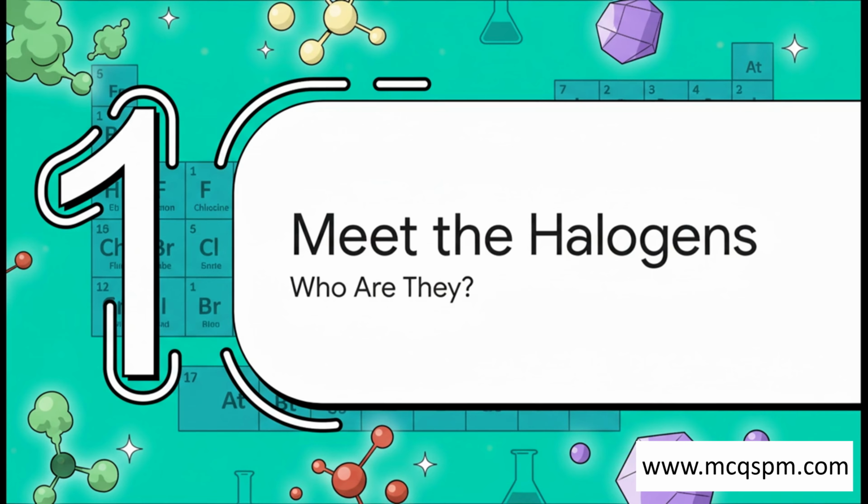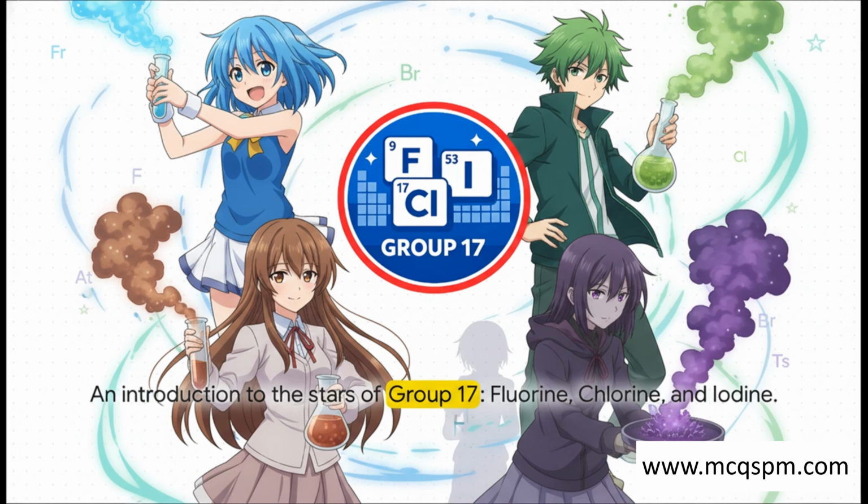First things first, who exactly are these halogens, and why do they get their own special group in the periodic table? Let's find out. So, meet the main players of Group 17. We're mostly going to focus on fluorine, chlorine, bromine, and iodine. Now, each one has its own kind of personality, but as we're about to see, they all share a really crucial family secret.